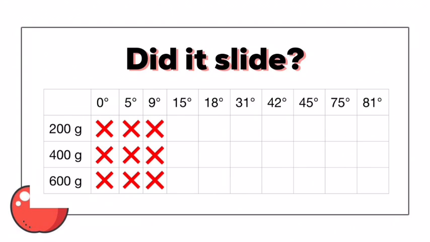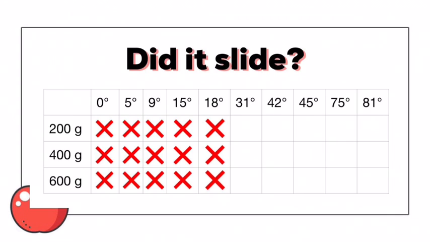Then we have the third angle, at 9 degrees, and same as the other ones, none of the objects slipped. Then the fourth angle, at 15 degrees: the cell phone did not slip, the pencil case did not slip, and the cream did not slip either. Then the fifth angle, at 18 degrees: the cell phone did not slip, the pencil case did not slip, and the cream did not slip either.